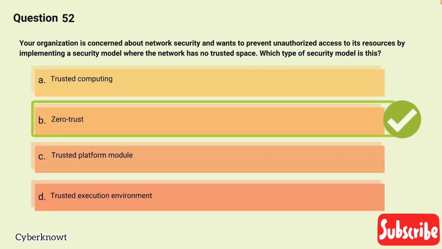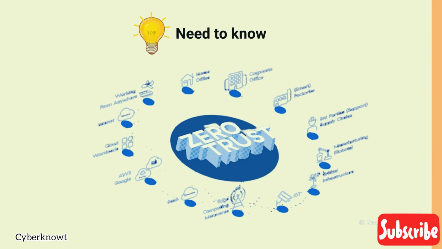Zero trust. Explanation. A zero trust security model is one where the network has no trusted space and security is managed at each possible level, representing the most granular asset.